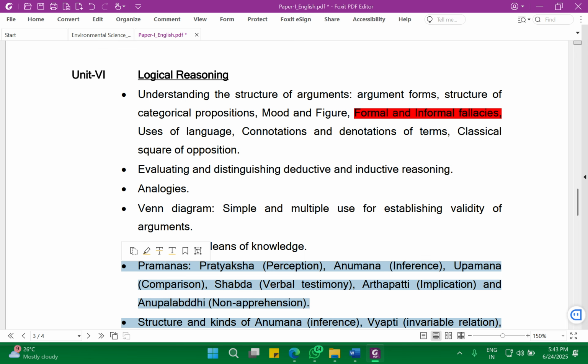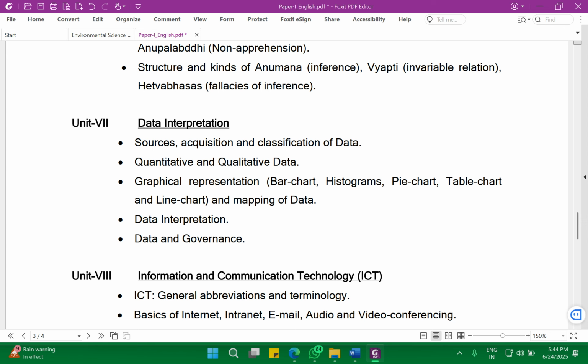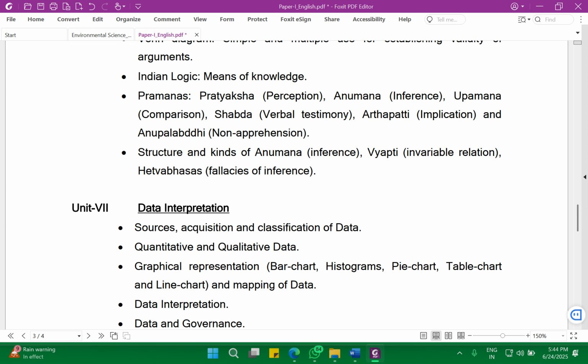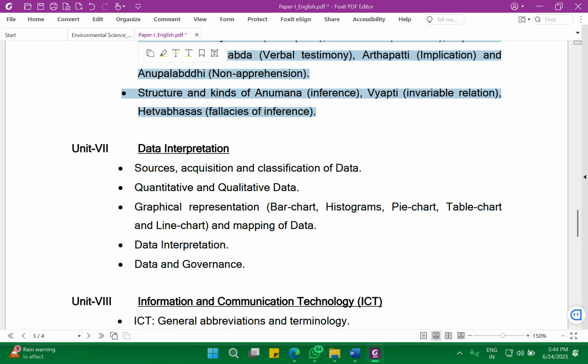But don't lose marks on analogies and Venn diagrams. At least one known question will come from analogy or Venn diagram, so don't lose marks on these things. And mostly they may ask what is meant by anumana, what is meant by vyapti, or they may give some example and ask. So the basic thing you can read from this. If they ask anything in depth, it will be very tough for you. So don't lose hope, you can score many more marks in other units.